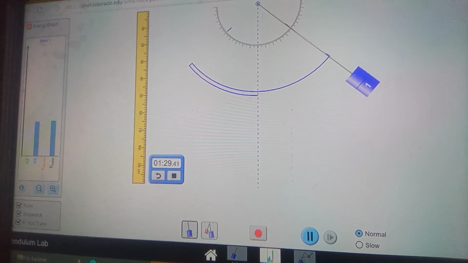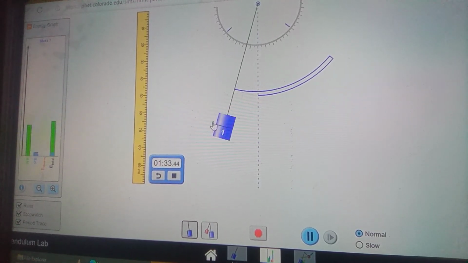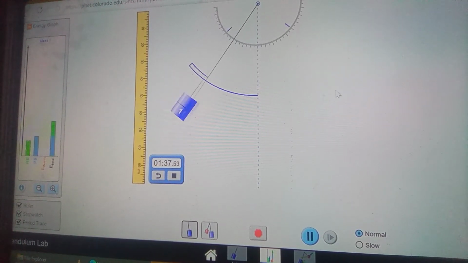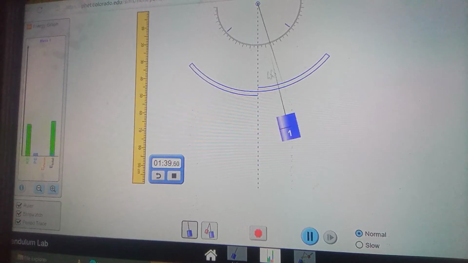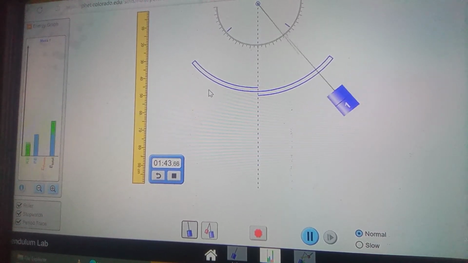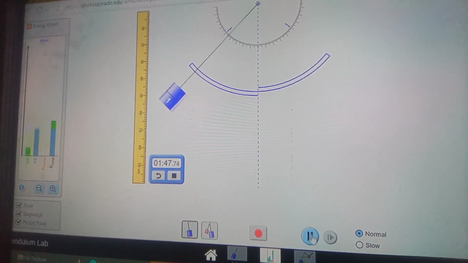So it is clear, if you see. Now you can count the period, a single and complete period. I think it is clear.